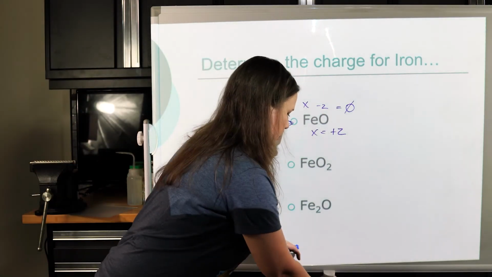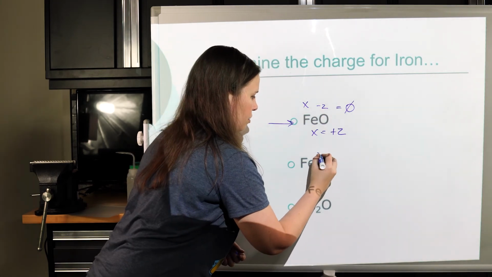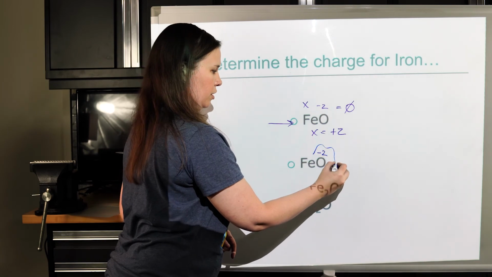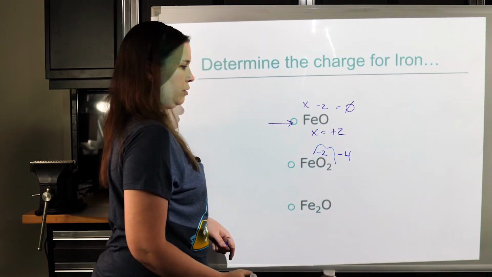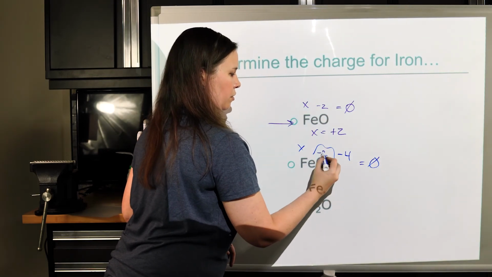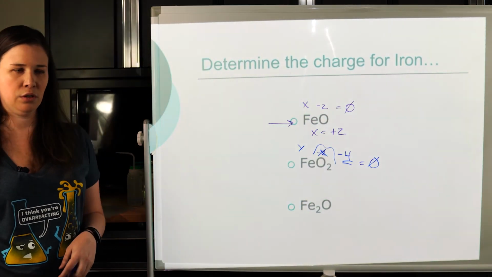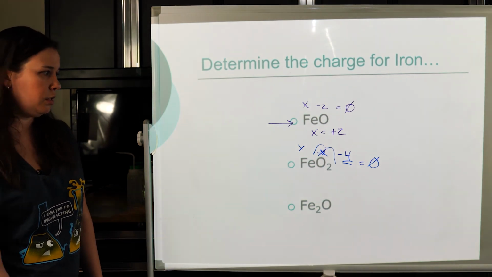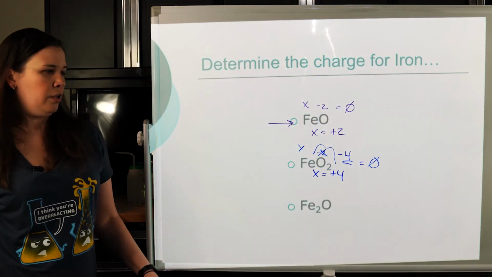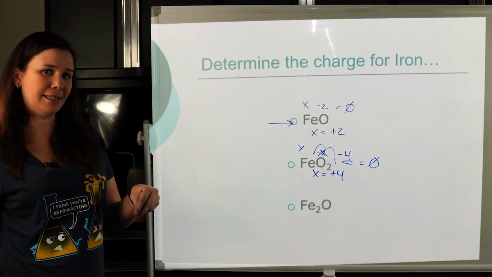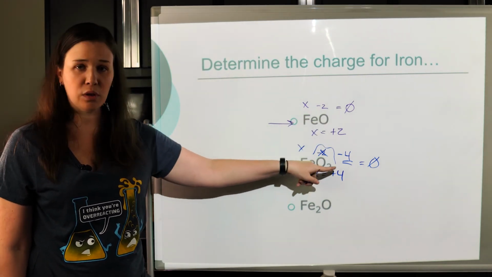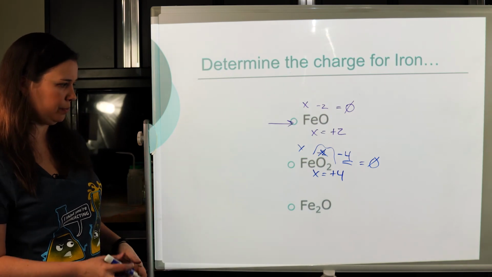All right, let's try the next one. Again, we know oxygen has a -2 charge, but there's a catch. This time I have 2 oxygens, so that's going to have a total of -4. So then what would iron have to cancel out this -4 charge, or the total negative charges? It would need a +4 charge. That number actually gets incorporated into the name. This would be iron 2 oxide. This would be iron 4 oxide. So we want to be able to tell them apart.